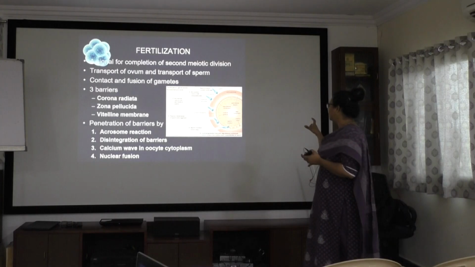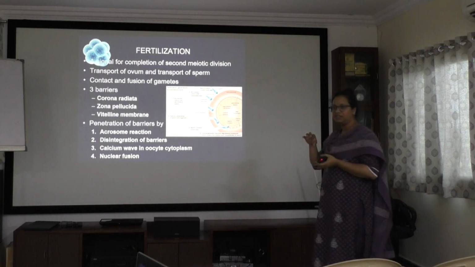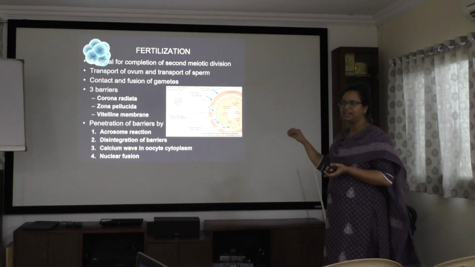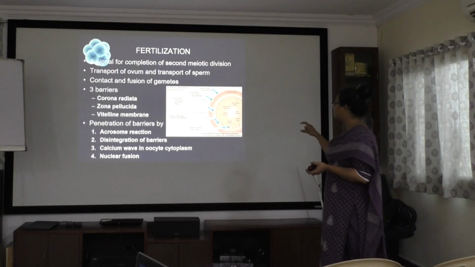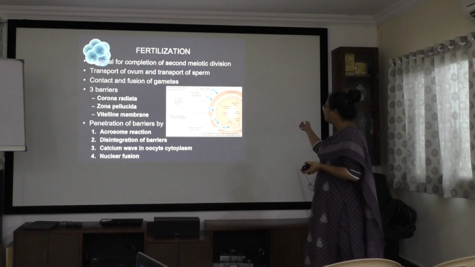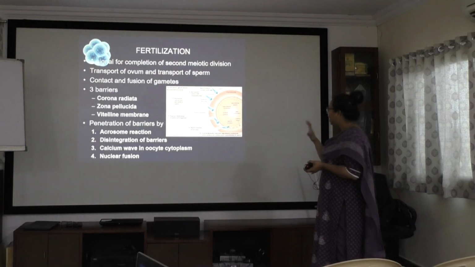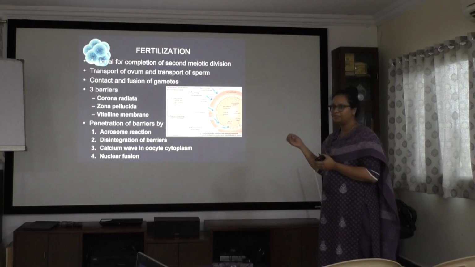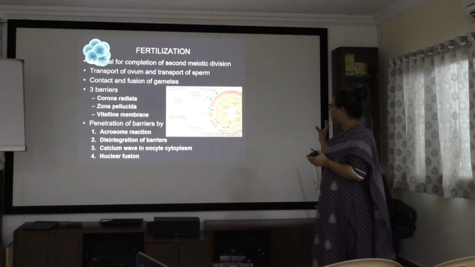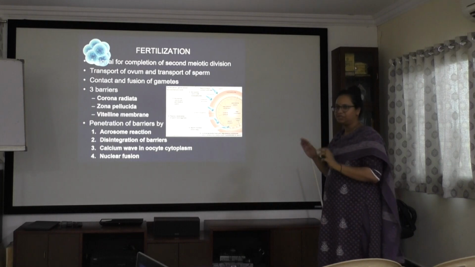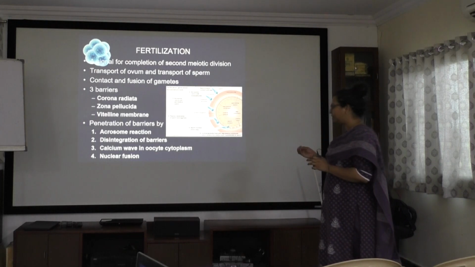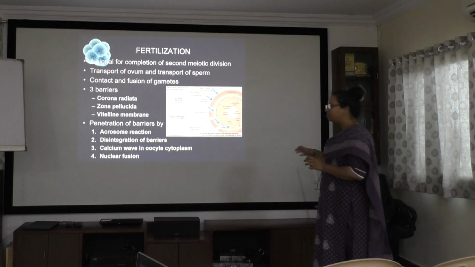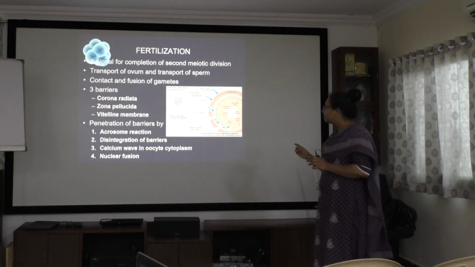Thus, the male pronucleus enters into the oocyte. Once the male pronucleus enters the oocyte, a sufficient calcium influx takes place into the oocyte. Then cytoplasmic changes take place, so that the zona pellucida and the vitelline membrane stop the fusion of other sperms.